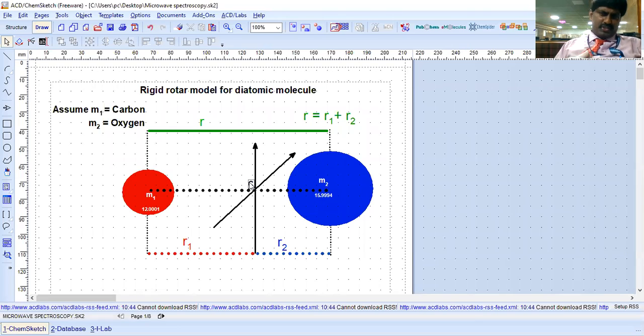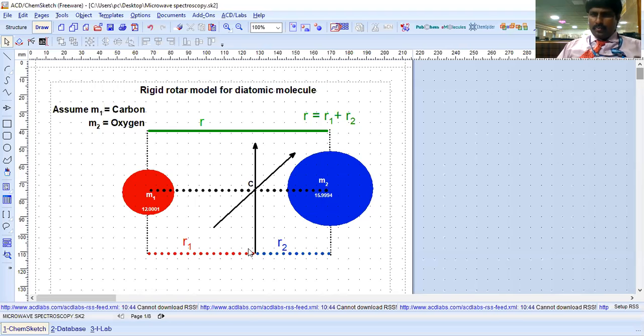Already we know the moment of inertia, and based on the moment of inertia, we have even classified the molecules into various types. Now, based on the moment of inertia and the center of gravity, the mass and radius at C, what will happen? M1 and R1. The radius of the M1 atom is R1, indicated in red. Up to this is the radius of M1, and up to this is the radius of oxygen, R2.